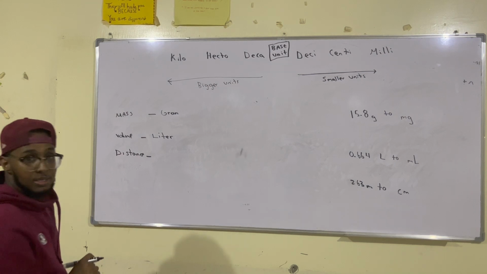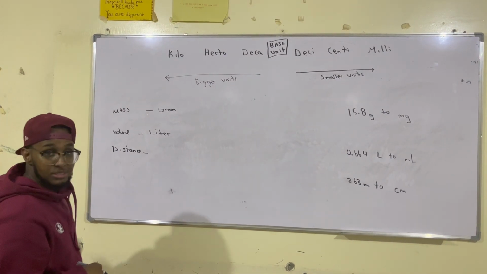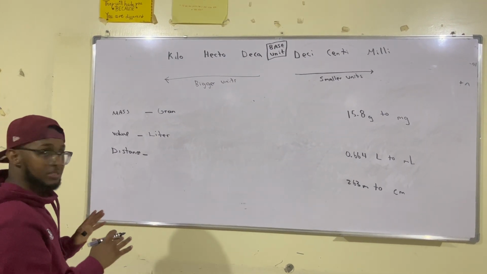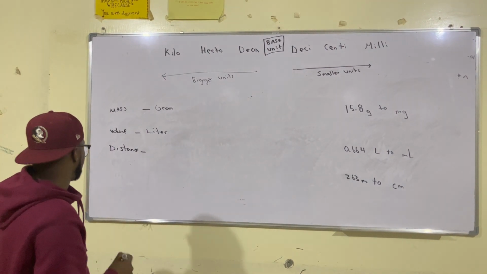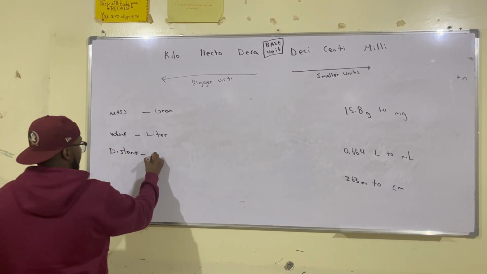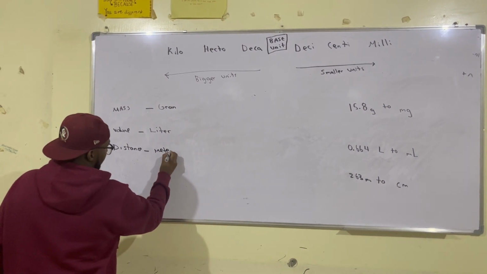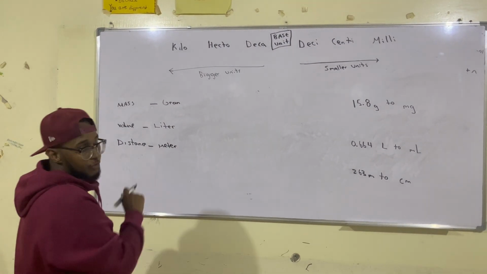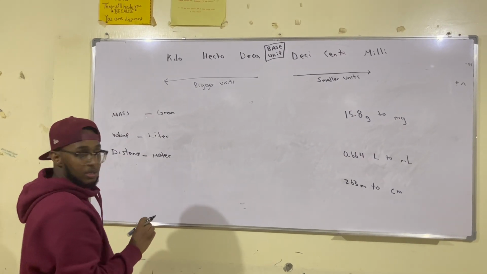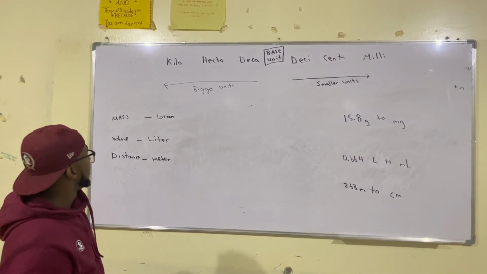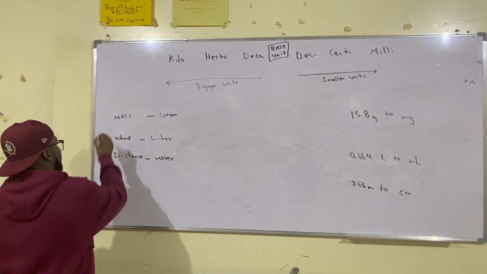Alright, lastly, distance. How far something is. The distance from here to Hargeisa. And the base unit for distance is meter. Okay. We're going to practice converting all three of them between each other. Alright, so let's start with mass.